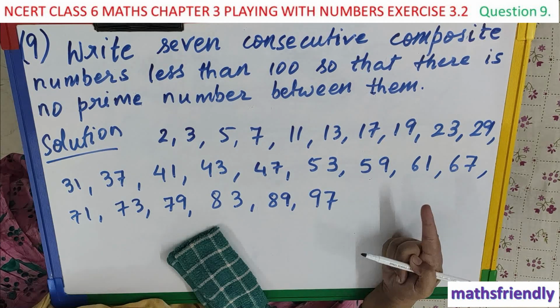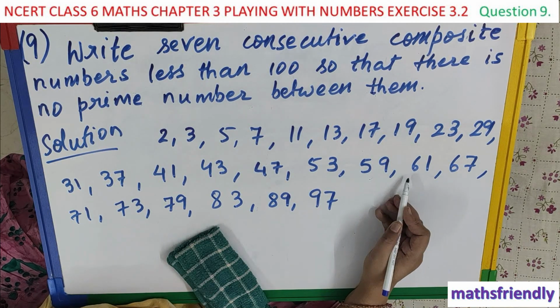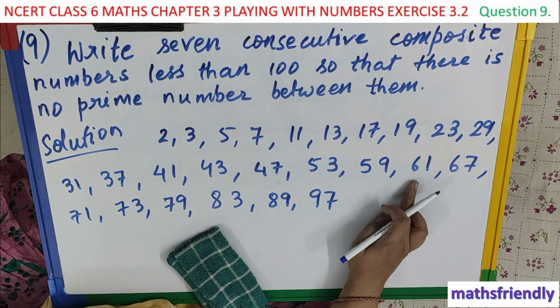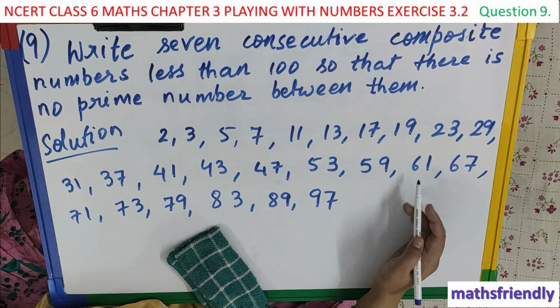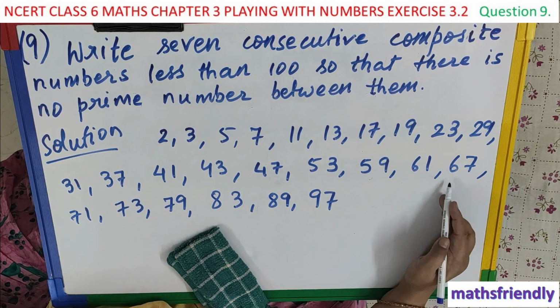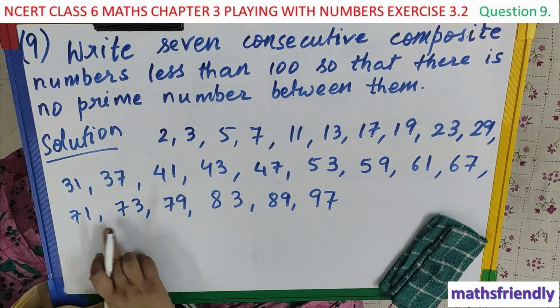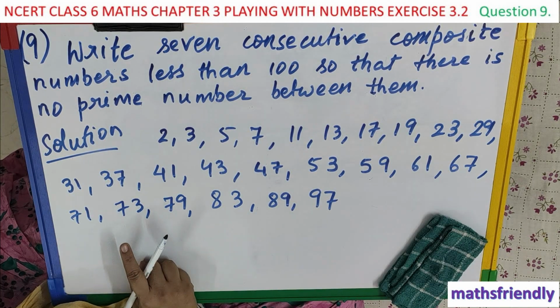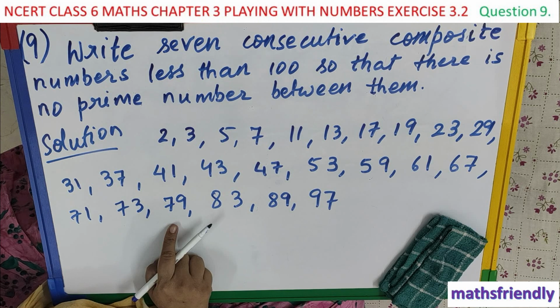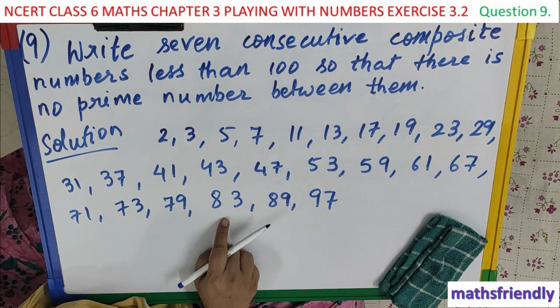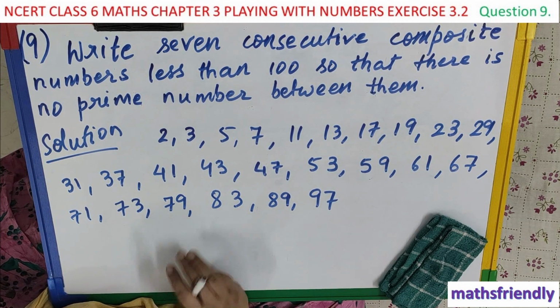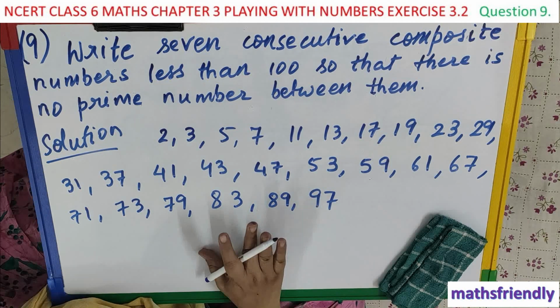Between these two we have only one composite number, that is 60. 59 is the prime number, 60 is the composite number. Between these two we have 5 composite numbers. Again, between these two numbers we have only one composite number, that is 72. Between these two numbers we have 5 composite numbers. Between these two again we have 3 composite numbers. Between these two numbers we have 5 composite numbers.